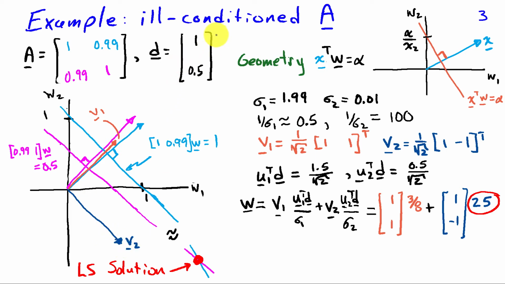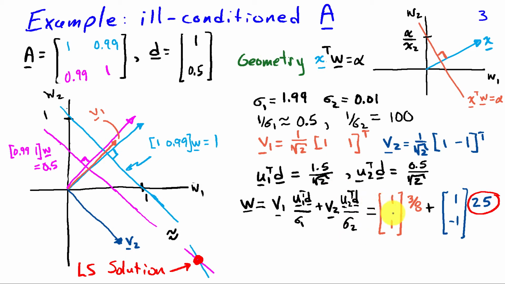Well, we can substitute in for D and U1, and we find that U1 transpose D is 1.5 divided by the square root of 2. Similarly, U2 transpose D ends up being 0.5 divided by the square root of 2. And when I look at W then, it's going to be given by V1, in other words, a component in this orange direction, and the length of that component is U1 transpose D divided by sigma 1. And then I also have a component in the V2 direction, and the length of that component is going to be U2 transpose D divided by sigma 2.